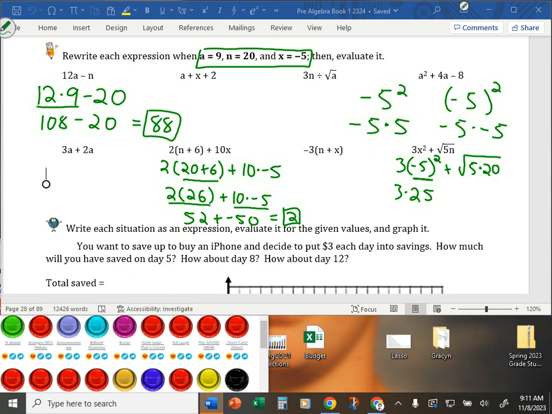Right? The other thing we can do here is inside the root, we can multiply 5 and 20 to get 100.